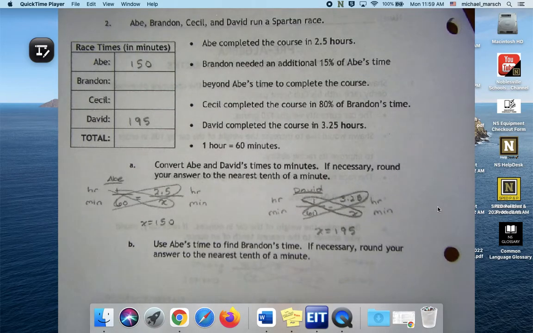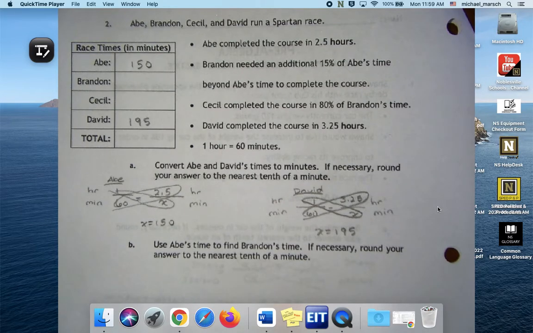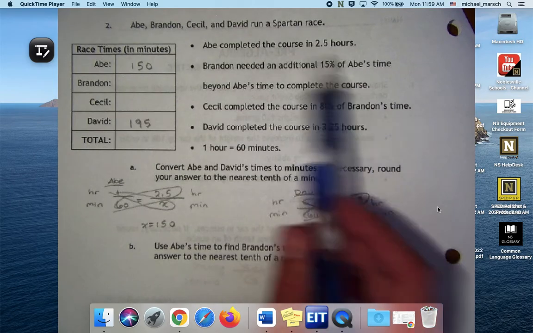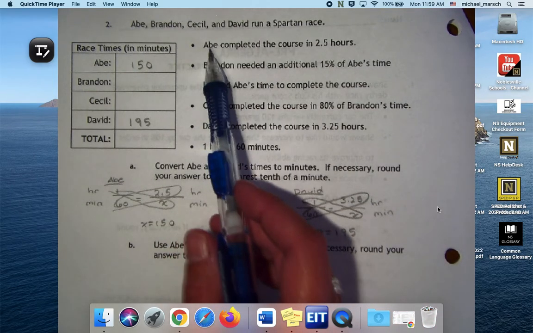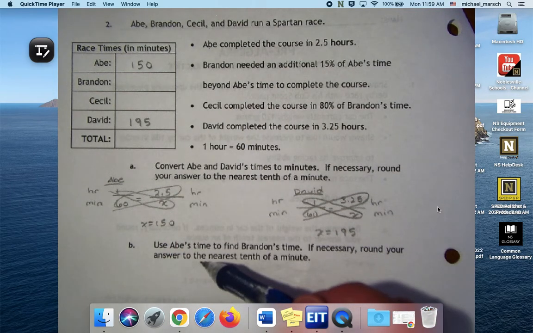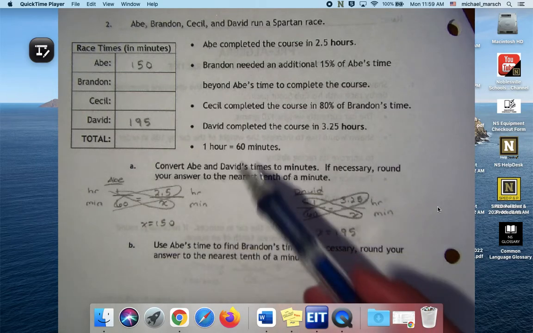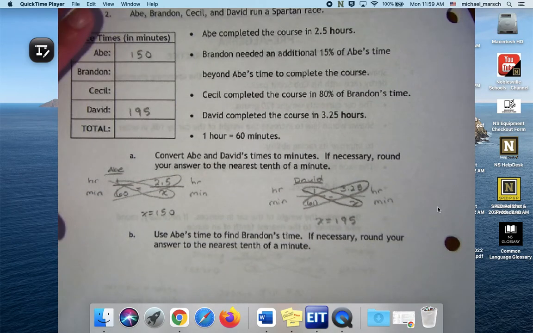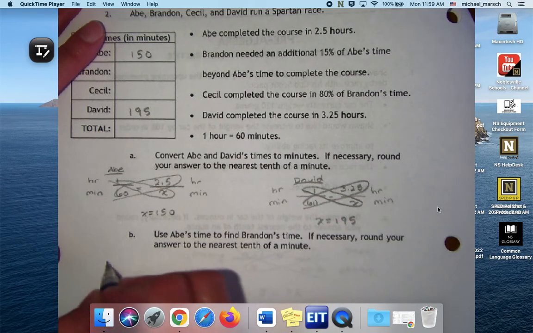We're going to use Abe's time to find Brandon's time. How do we know? What's the information they give us about Brandon's time? What do they tell us? 15% of Abe's time. Yeah, an additional, right? So we're going to have to find out what 15% of Abe's time is, and then what am I going to do with that? Add it. Yes, I'm going to add it. It's like a tip or tax. Okay, so we have part over whole.